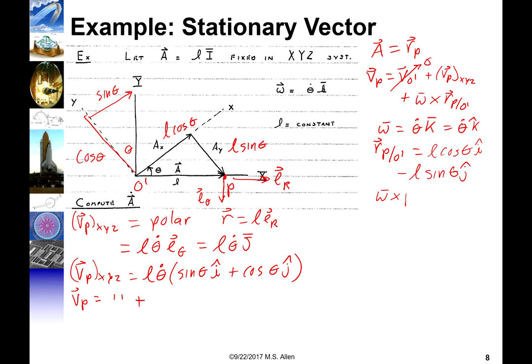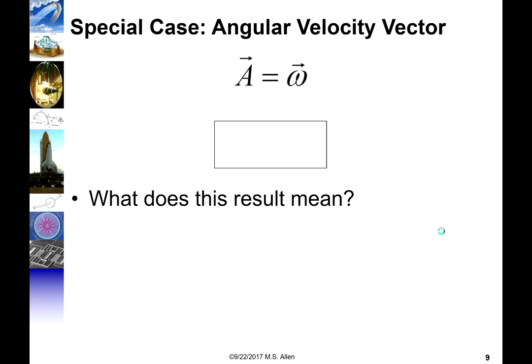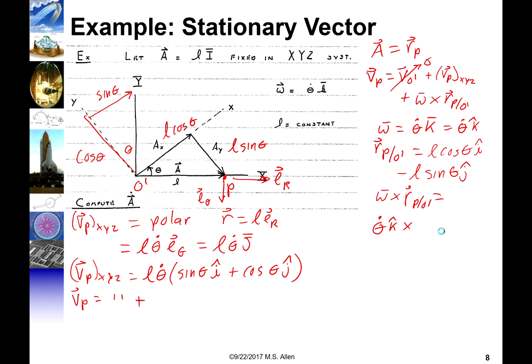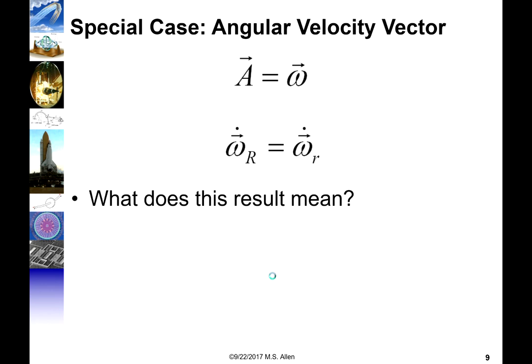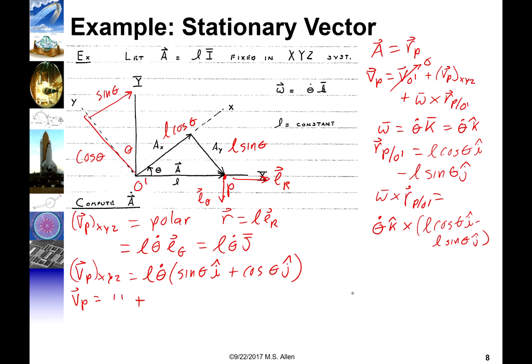So omega cross rpo prime, that's equal to theta dot in the k crossed into this vector L cosine theta i minus L sine theta j. And I like to work out these components using the cross product by components.